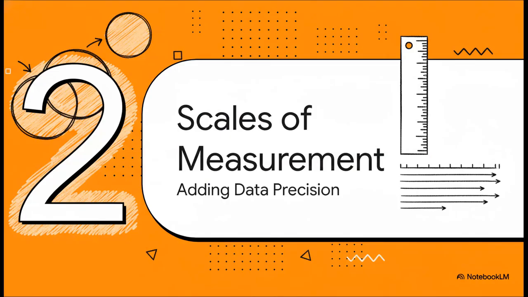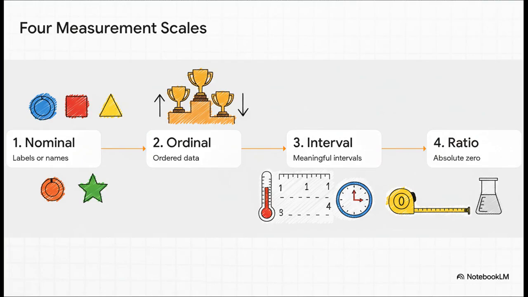Awesome. So now that we've got our 2 main buckets, qualitative and quantitative, let's get a little more precise. Because even within those big categories, there are different levels of information. And to describe those levels, we use what are called the scales of measurement. There are 4 of them, and they kind of build on each other, with each one giving us a little more information than the last. We're going to walk through them one by one. That's nominal, ordinal, interval, and finally, ratio.